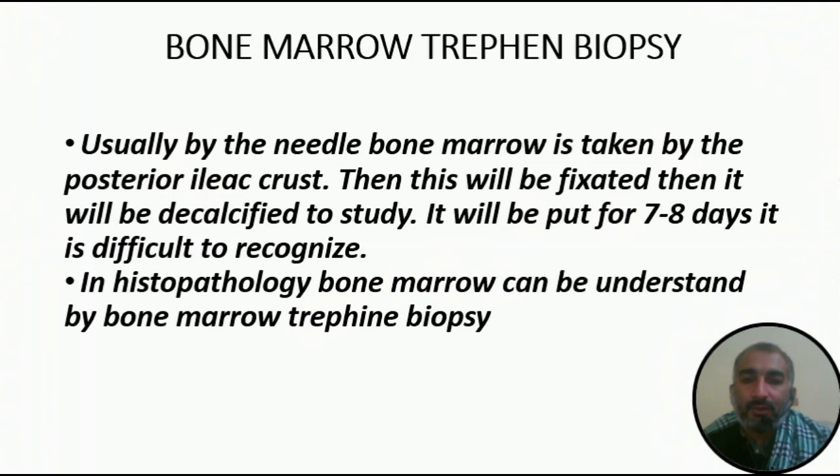So how do we do the bone marrow trephine biopsy? Usually we take it from the posterior iliac crest. The difference between bone marrow aspiration and trephine biopsy is that in the trephine biopsy we fix the bone marrow and decalcify it, and after decalcification we study it. The histopathology of the bone marrow can be understood with the bone marrow trephine biopsy.